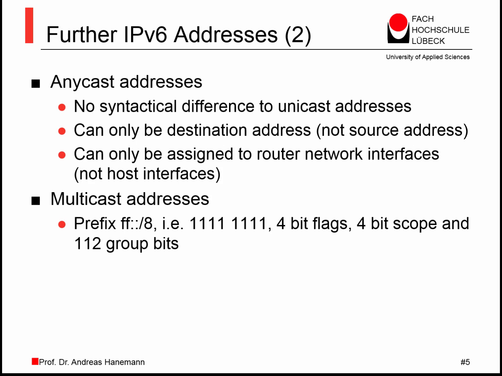There is a specific address space for multicast addresses. Multicast addresses are also defined for different scopes, which is indicated in 4 bits of the multicast address.